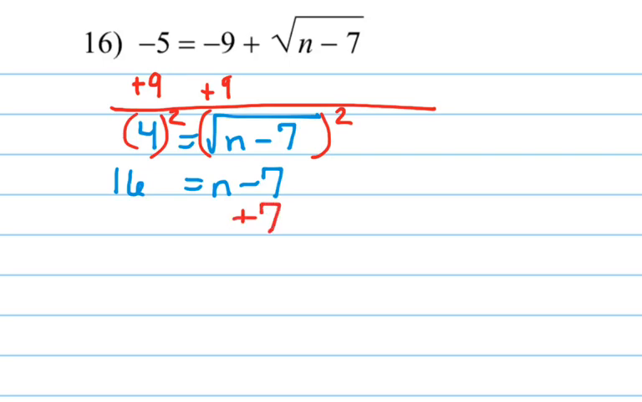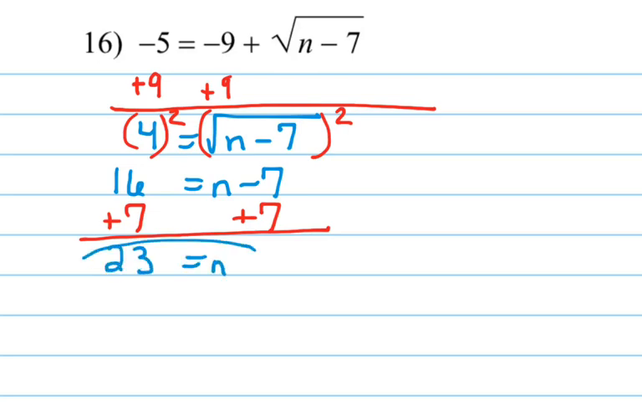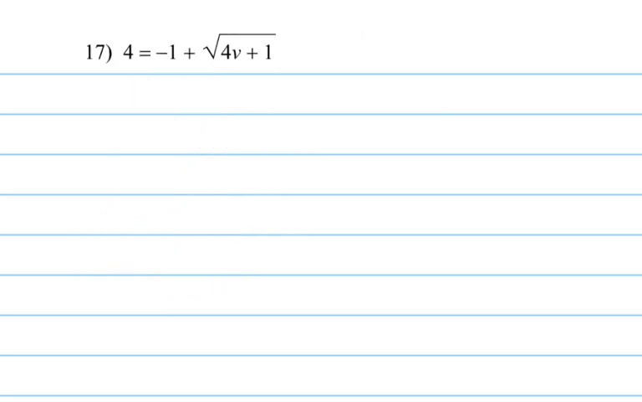Now we have to add 7. And so that gives us that 23 is equal to n. So that's your answer. Let's look at the next problem.